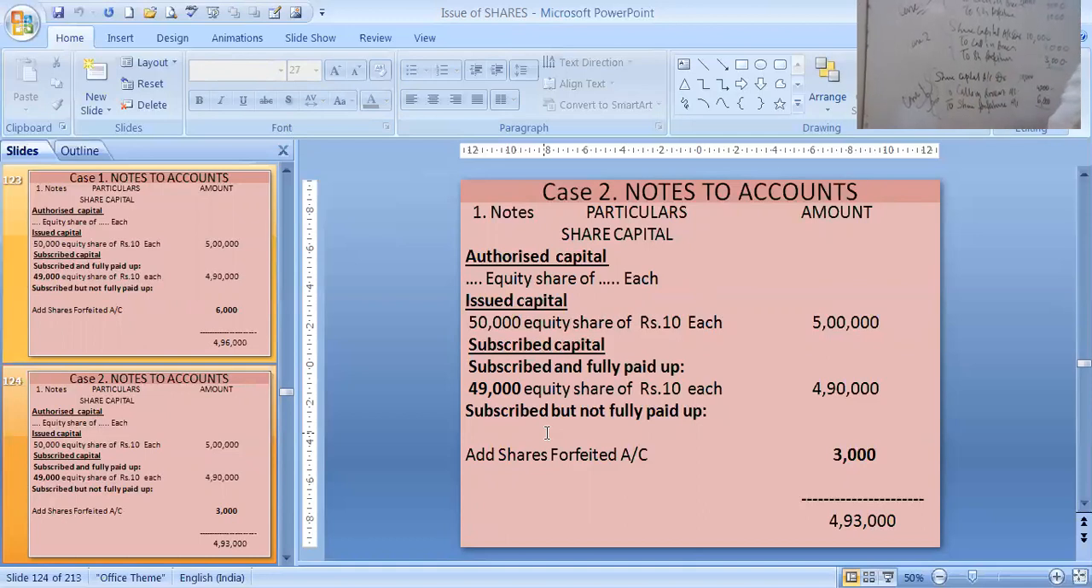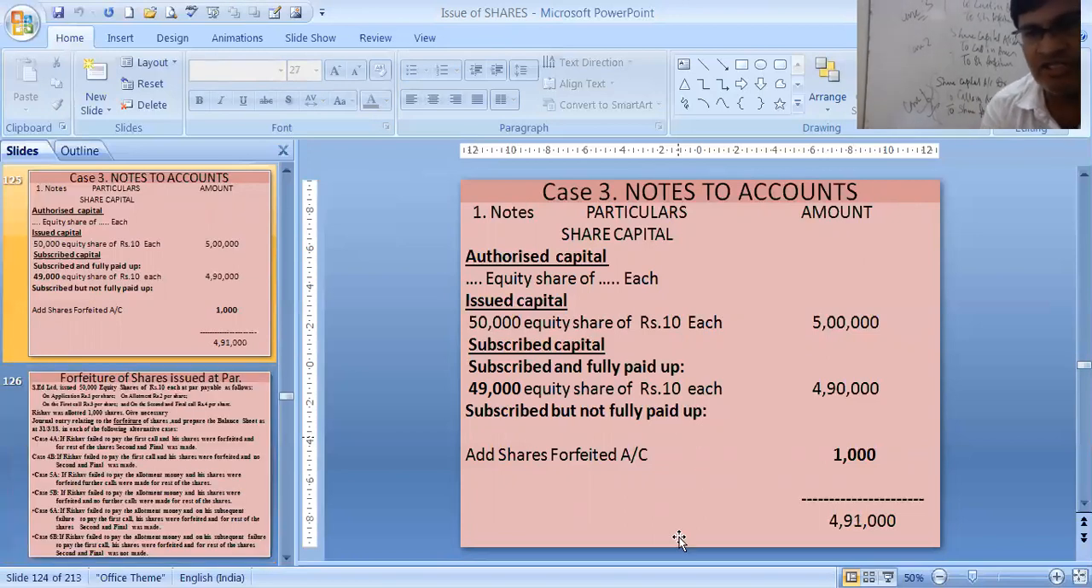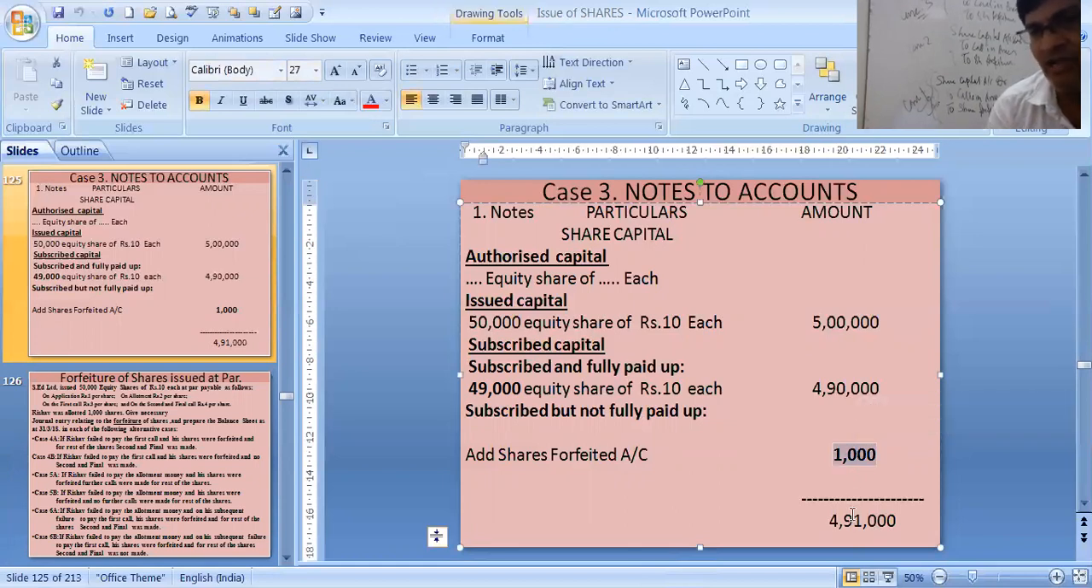If you notice, 5 lakhs minus 10,000 is 4,90,000. So we are deleting in each and every case. In each and every case, subscribed and fully paid will be 4,90,000. First case, share forfeiture 6,000. Second case, share forfeiture 3,000. And the third case, share forfeiture is 1,000, and that will be 4,91,000 shown in the balance sheet.